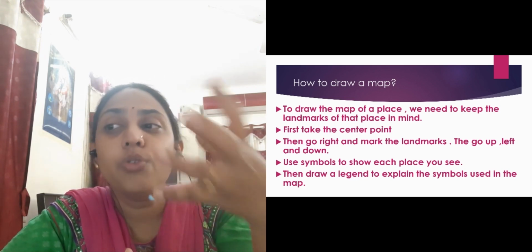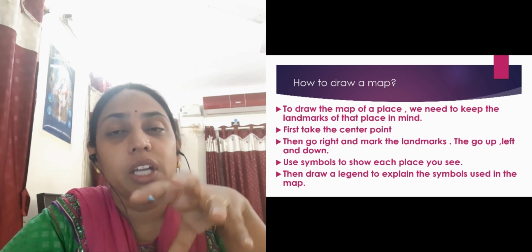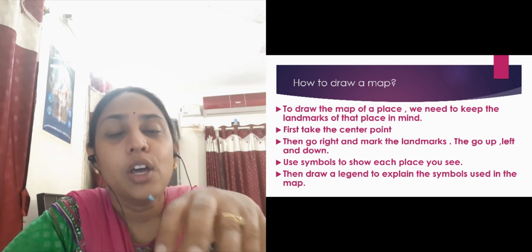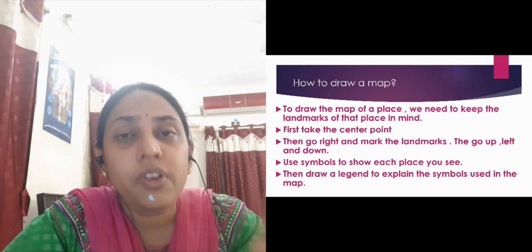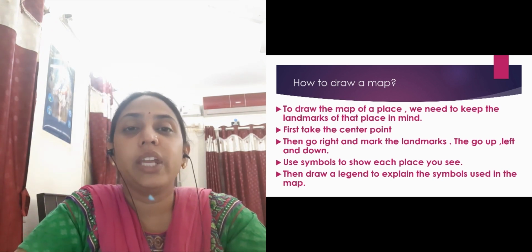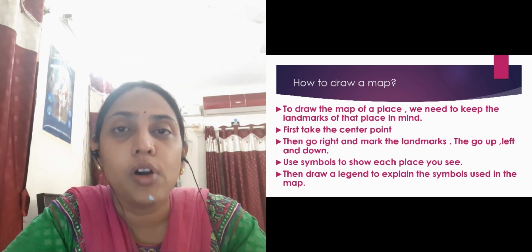Then we can use some symbols for whatever we can see in that place, and then we can make one legend. Whenever we make a map, it is very important to draw the legend also, in tabular form.